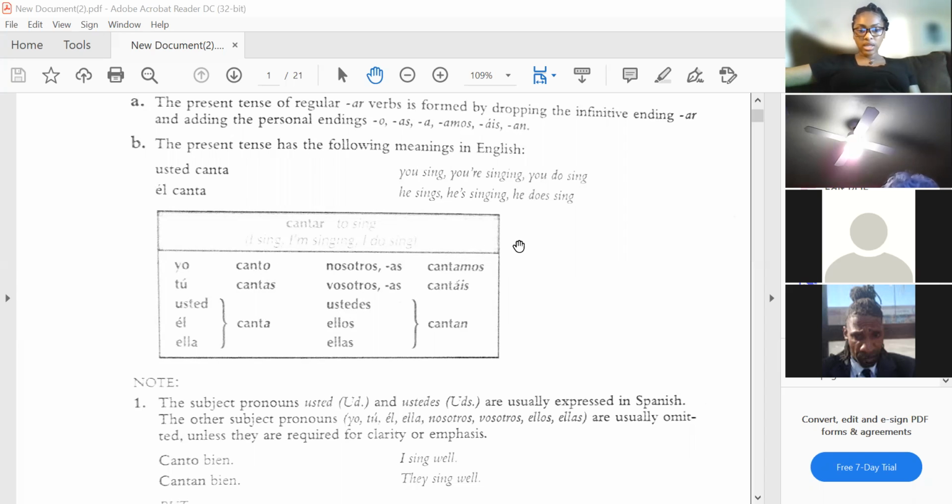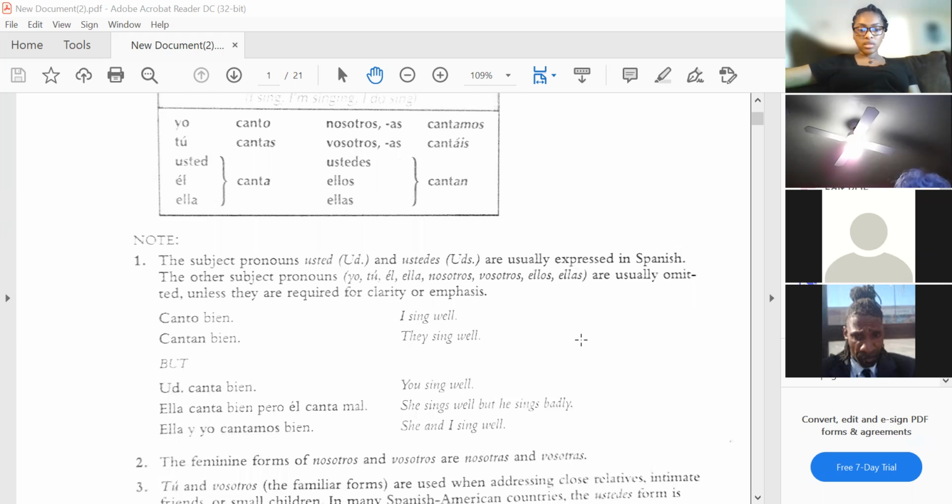It's written here, but it's kind of light. That means I am singing, I do sing, or I sing. There are three ways to say it when you translate this verb, and that would apply to each verb tense. So: you sing, you are singing, or you do sing.